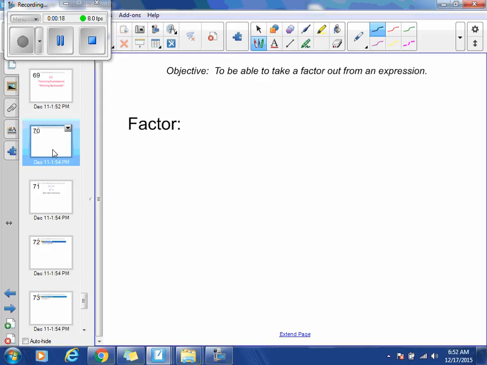Okay, so first, to refresh your memory, a factor. You've talked about greatest common factor in the past. You've talked about factor trees. You've talked about prime factorization. So what is a factor? A factor is a number that can be multiplied to get another number. So why don't you pause, get that written down.